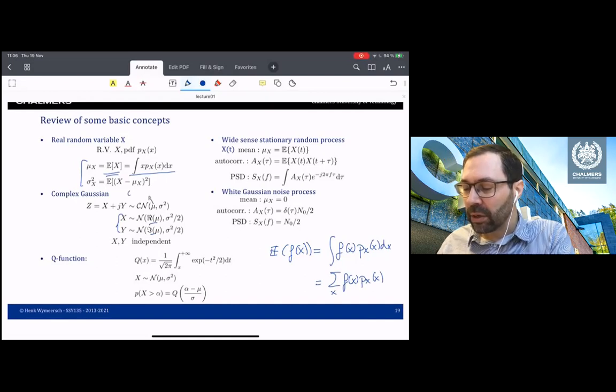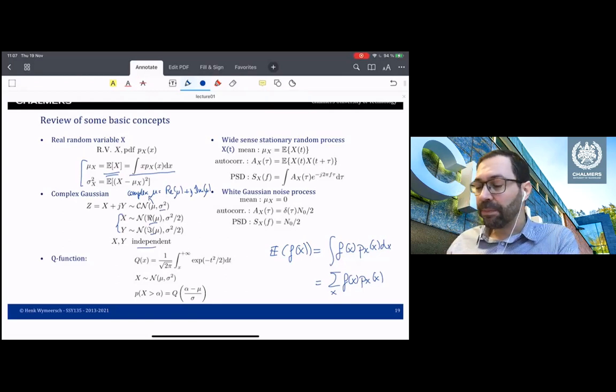So this guy is complex, right? So mu is equal to the real part of mu, which comes from x, plus j times the imaginary part of mu. And the variance is the sum of the individual variances of the real and imaginary components. Here, x and y have to be independent. So there are many variations of this.